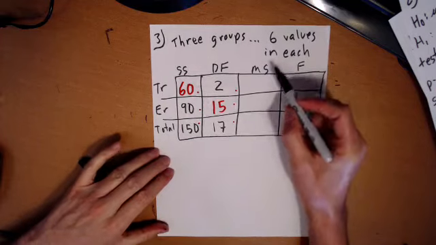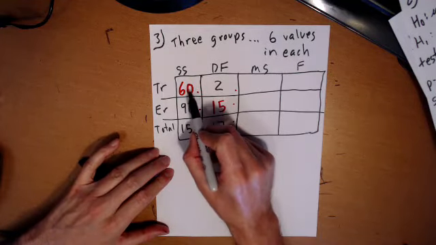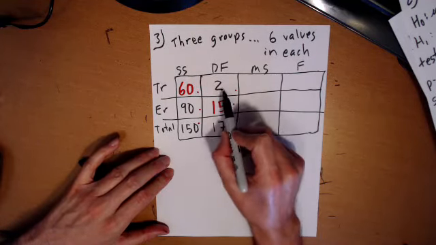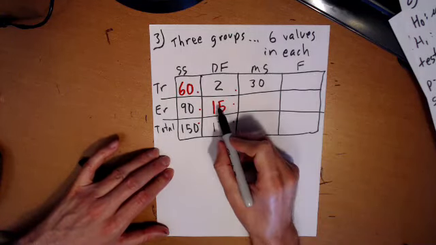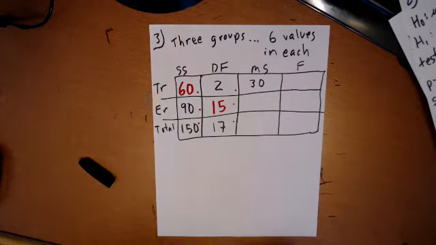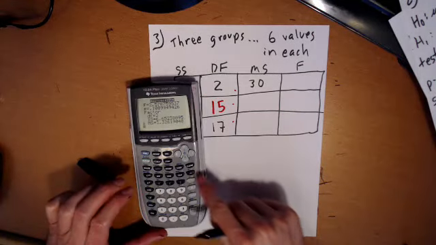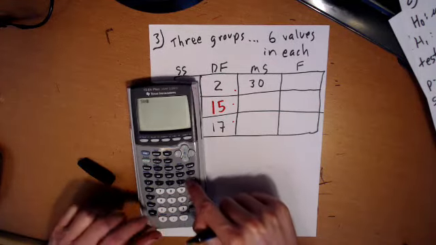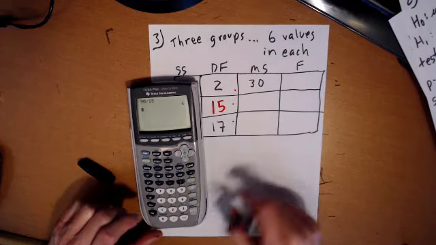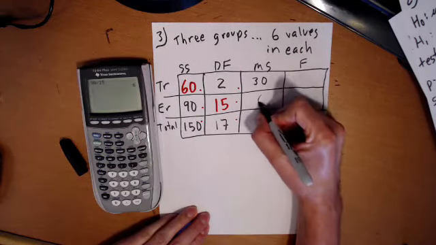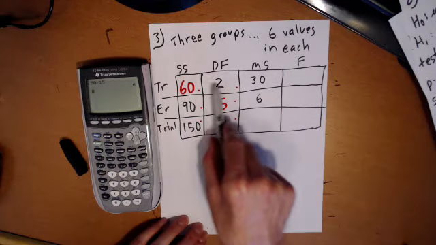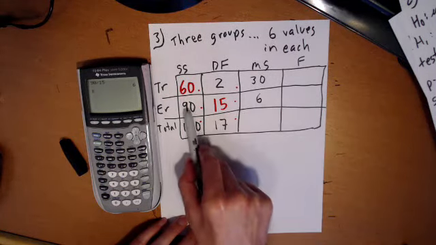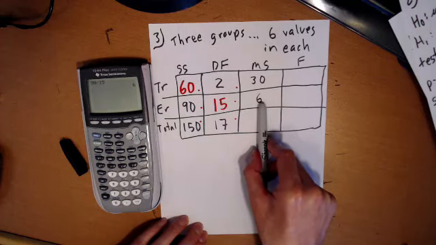The mean square, we're going to go across. What's this divided by this? 60 divided by 2 is 30. 90 divided by 15, 6. So how do you get the mean square? This divided by this is that. And then this divided by this is that. Okay, so far so good.